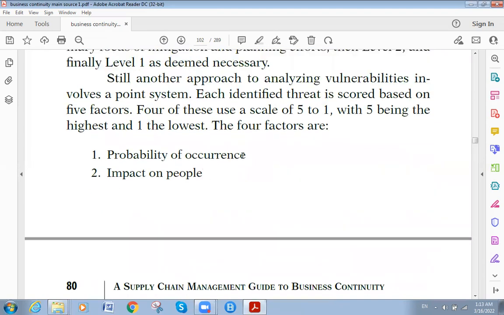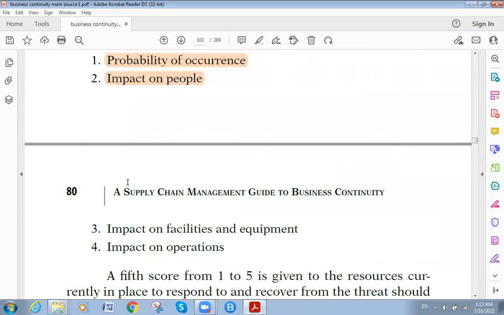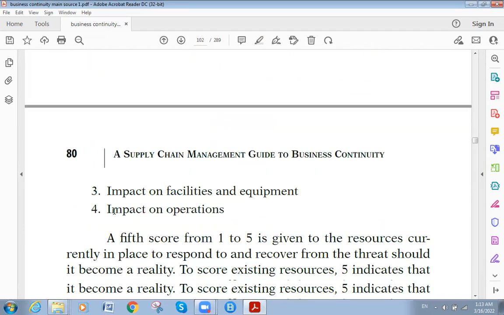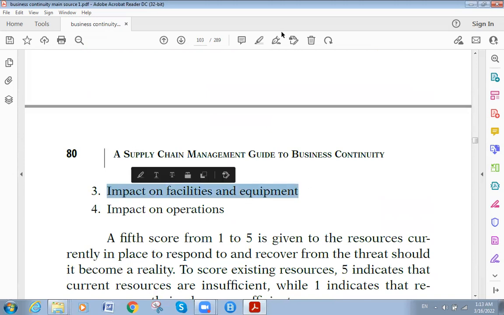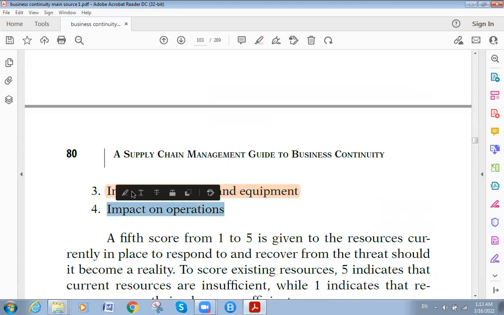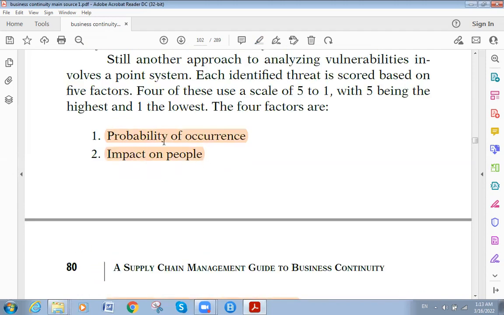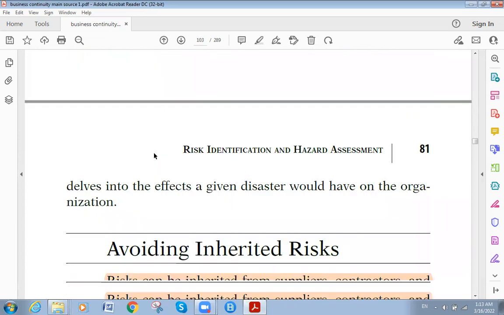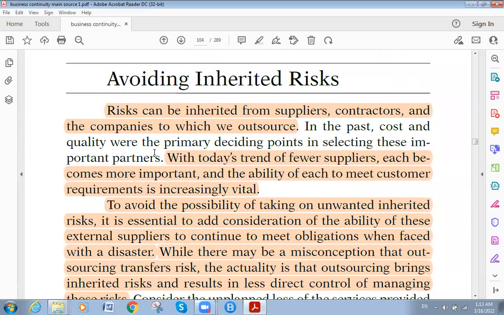So always when you assess the risk, you will keep in mind two points: the probability, the occurrence, like how many times it will happen, the chance to happen, and the impact when it comes, how the effect of it will be. Impact on facilities and equipment is the third point. Impact on operations. So you will assess the hazard from these types of impact. Another point we should care about when assessing the risk is avoiding the inherited risk.